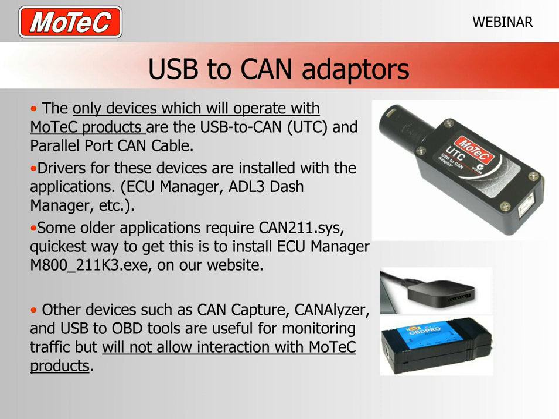Okay, so just to remind you that there are other devices, many of which we use here at Motek for analysing CAN information, and there are some that we'll cover later in this webinar. Most of these devices, such as the CAN capture or the CANalyzer and various OBD tools, are very useful for monitoring CAN bus traffic, but they don't interact with our Motek Manager software. So you can't use them, for example, with ECU Manager to communicate with your M800. You must use the UTC or the parallel port CAN cable.